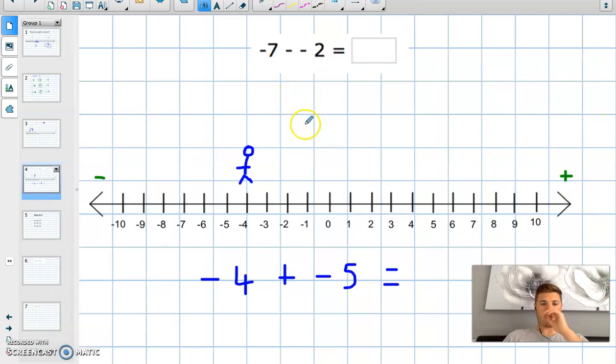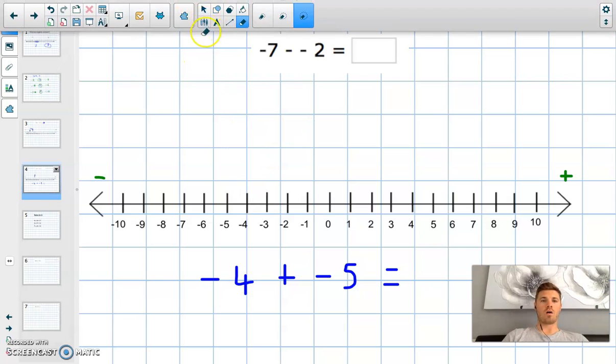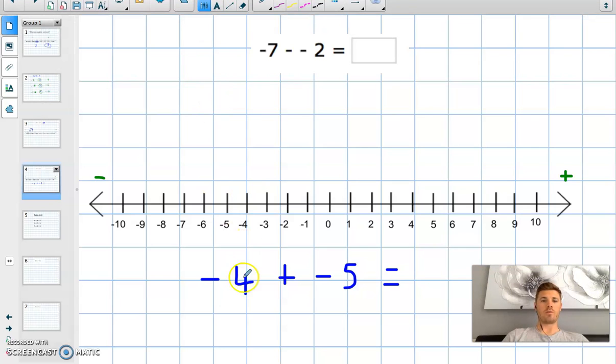Okay, guys, so first of all, what we need to do is draw our man on top of the number that we are starting on, so that's -4. So remember to draw your man without any arms on it. Okay, then you're going to look at the operation. The operation is addition. So plus, we're going to draw our arm pointing at the plus sign.